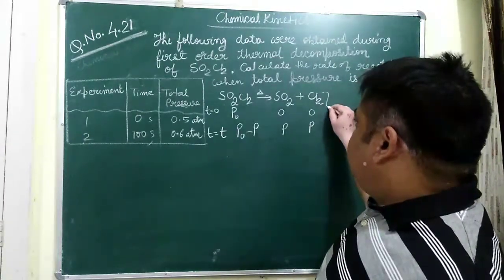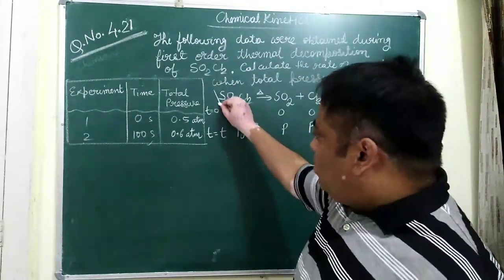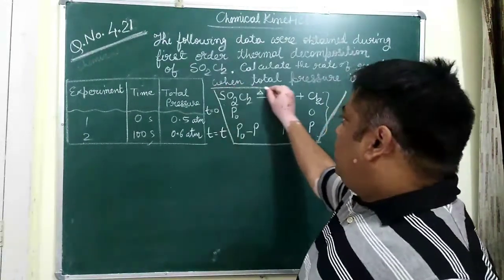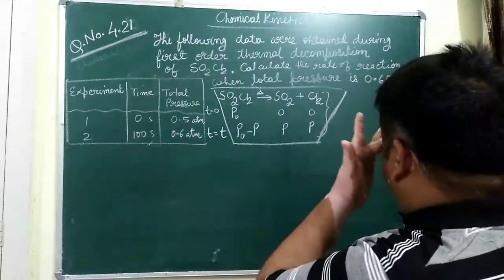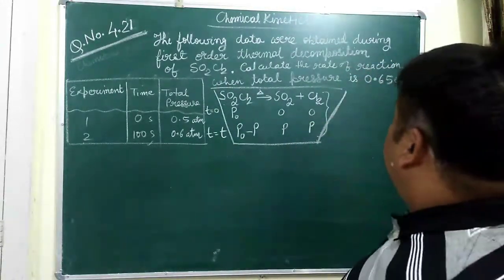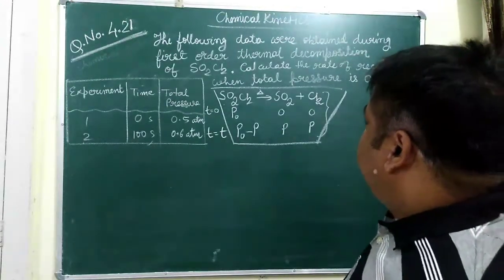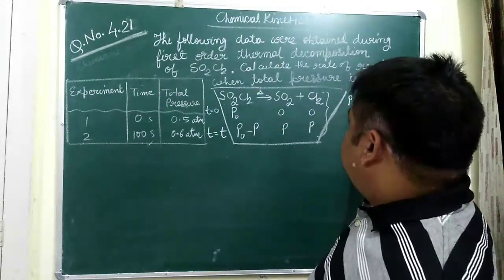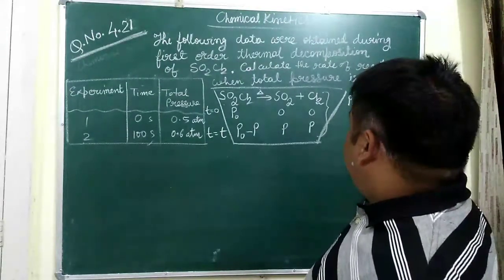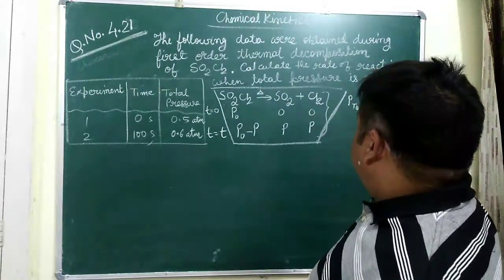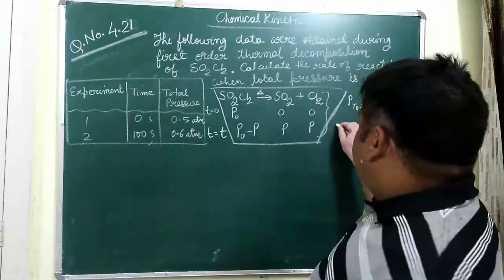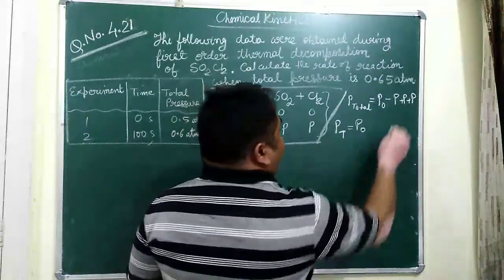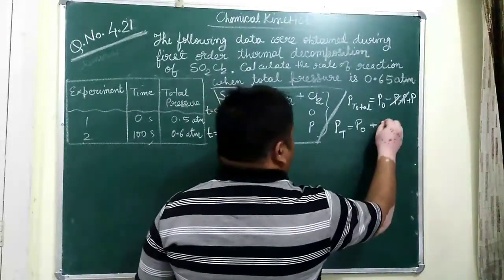In the reaction vessel, as mentioned in the question, it is at constant volume. So what will happen? P total we can write as P initial minus P plus P plus P. So P total, or PT, will be P initial plus P, as this and this will cancel.